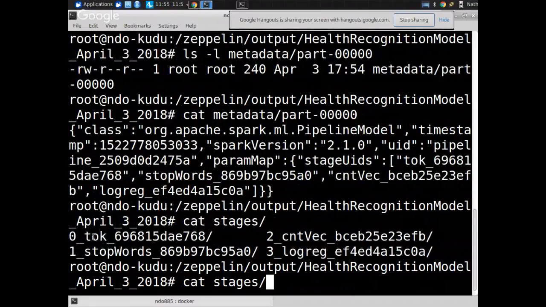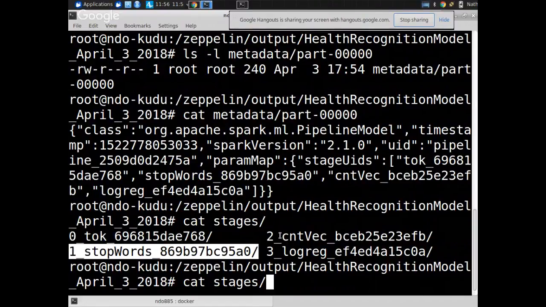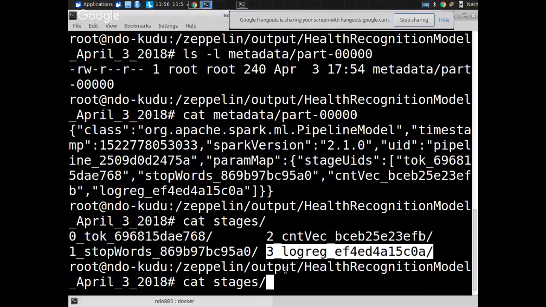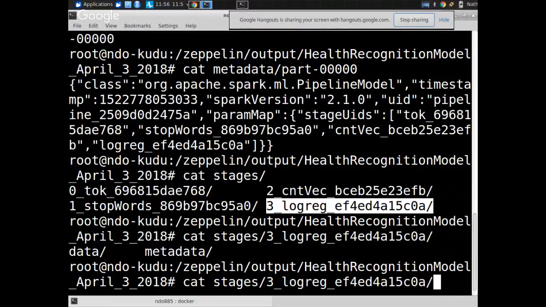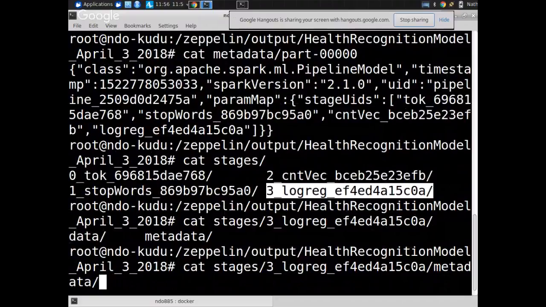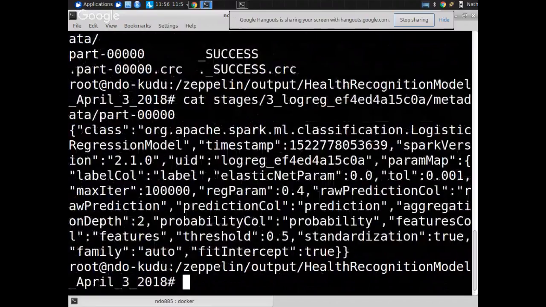You notice that this is, what do you think that is? It's for each stage of the pipeline. This is for the tokenizer, this is for the stop word remover, this is for the vector, and this is for the logistic regression. So this is actually not an absolutely horrible way to explore aspects of the metadata associated with this. You notice here, for example, are the various parameters, the threshold that it was using, the regularization parameter, the tolerance, et cetera.